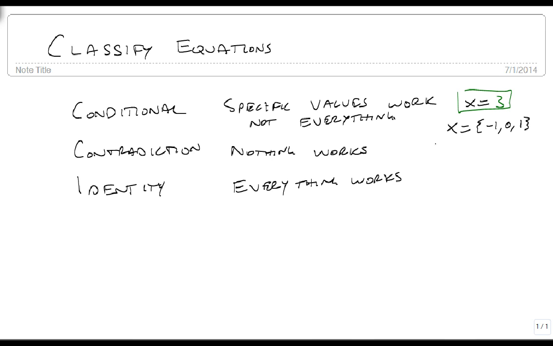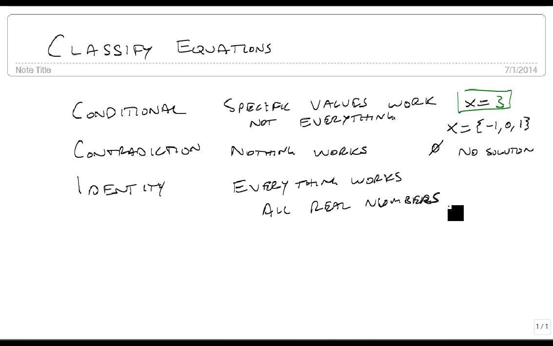Now for contradiction, we usually say there's no solution, 0 with a line through it, or write out no solution. For everything works, we'll say that this is true for all real numbers, and that says that it works even if it's a decimal, it works if it's a fraction, if it's a number like pi, whatever it is, it always works. It's always true. There's nothing you can plug in that will make it false.